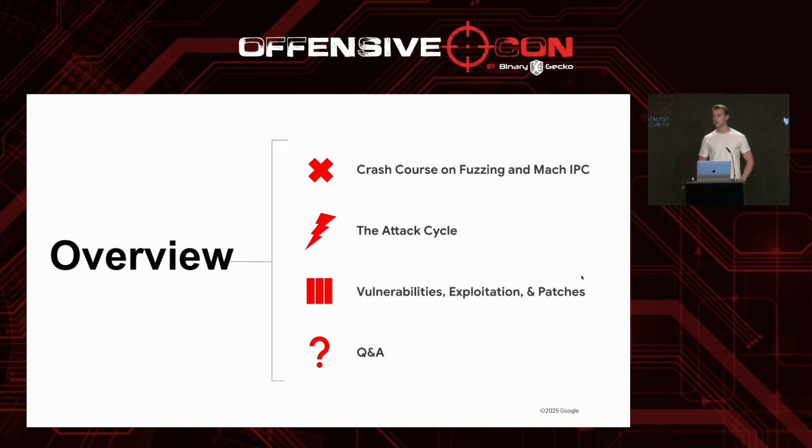So this was candidly my first venture into the macOS fuzzing and exploitation space. I really hope it, first of all, serves as inspiration for those who are interested in this research space. But I hope it's also useful technical content for those who are more well-versed in the macOS research community. My goal is to quickly build up some background knowledge and shift to deep technical content after that. I'll start with a quick crash course on fuzzing and Mach IPC. Then we'll talk about the attack cycle that I went through throughout this research. Then talk about some vulnerabilities I found, exploiting them and patches, and leave some time for Q&A.